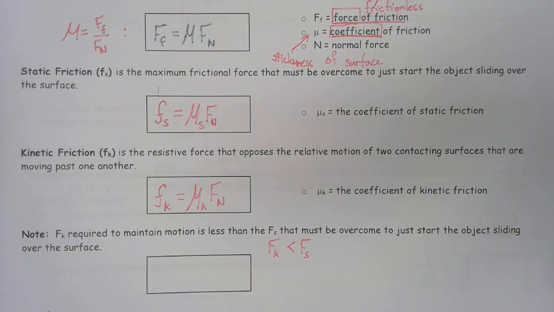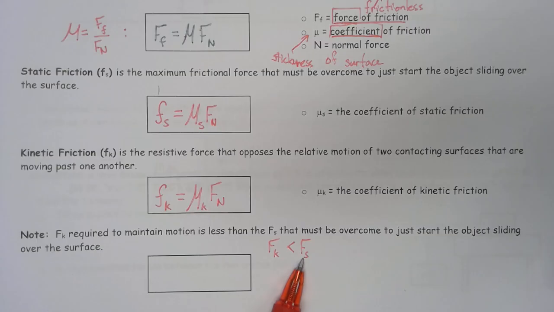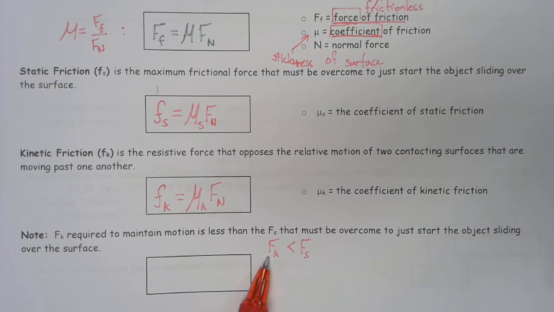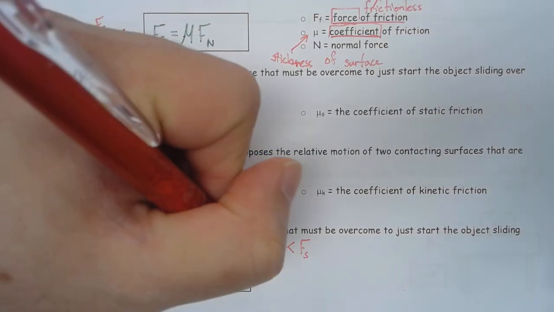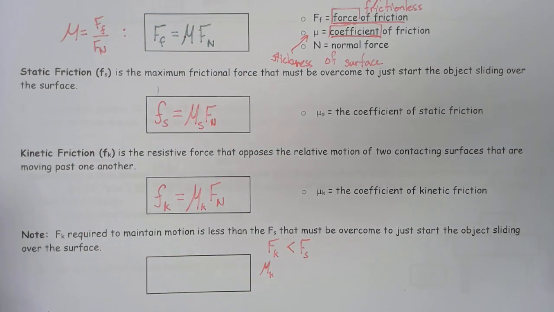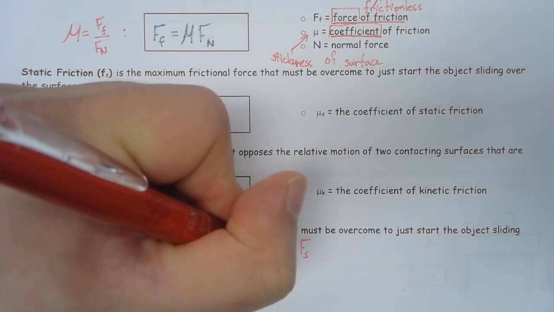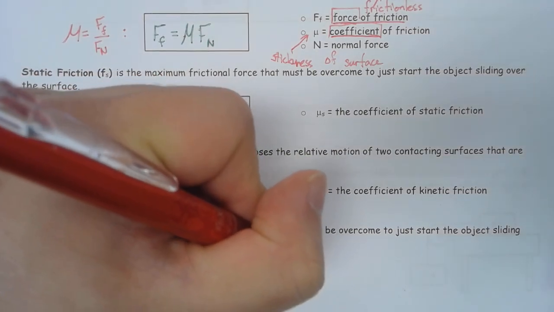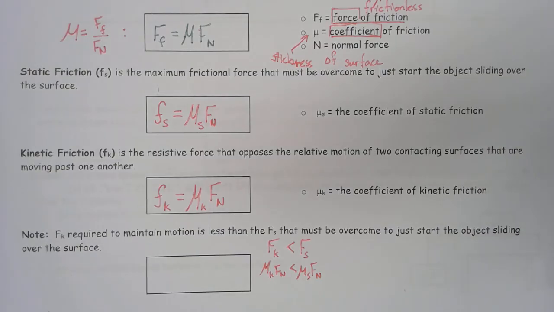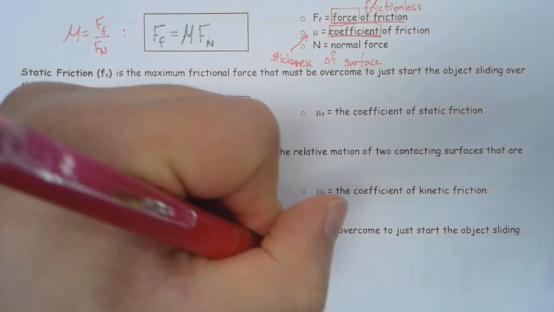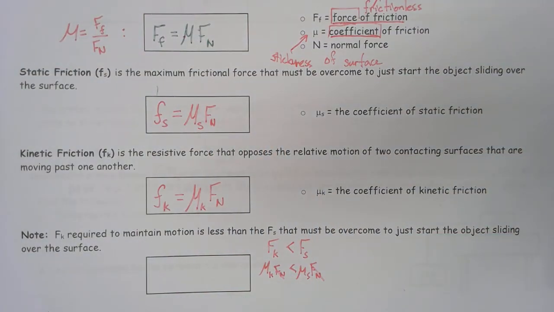Well, on the microscopic scale, that's kind of what happens when we have a static connection between the two surfaces. It takes a little bit more to get it moving than to keep it moving. The static should typically be bigger than the kinetic. And so if that's true, this is mu k times force normal, and this is mu s times force normal. What do we see cancel out? Force normal is on both sides. Mu has a different subscript. You're right.